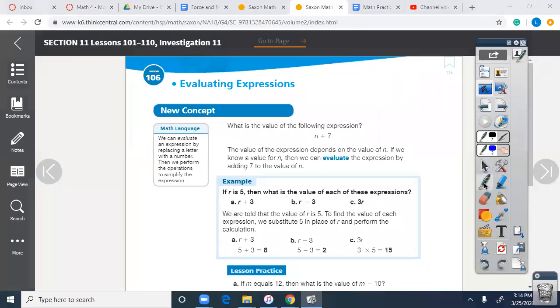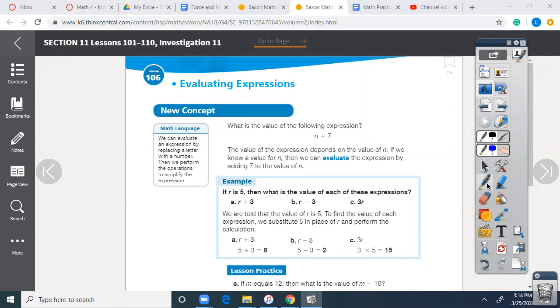All right, welcome. We are doing lesson 106 today, evaluating expressions. This video will be shorter than the last two, so that's good news. We are just going to be talking about variables like R or B or D. Any letter that you see in math is called a variable.